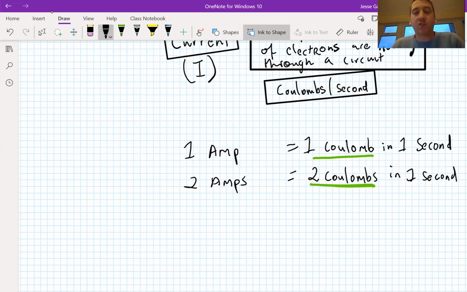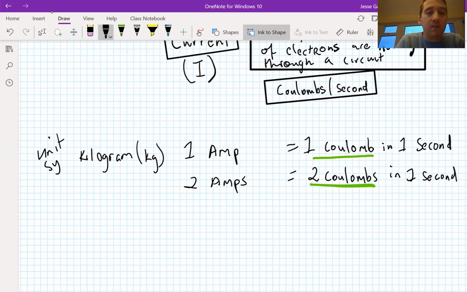Now, again, to shorten the word amps, now amps is pretty short already, so we don't, you know the way we have, instead of kilogram, a unit symbol of kg. So notice the difference. This is a unit symbol because kilogram is a unit. This is a quantity symbol because current is a quantity.